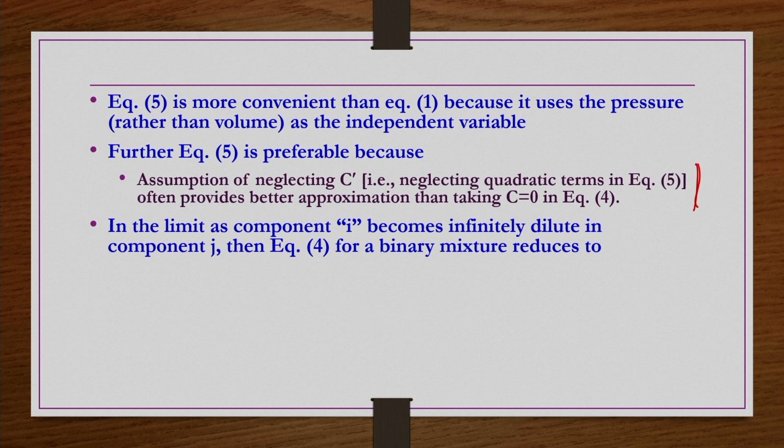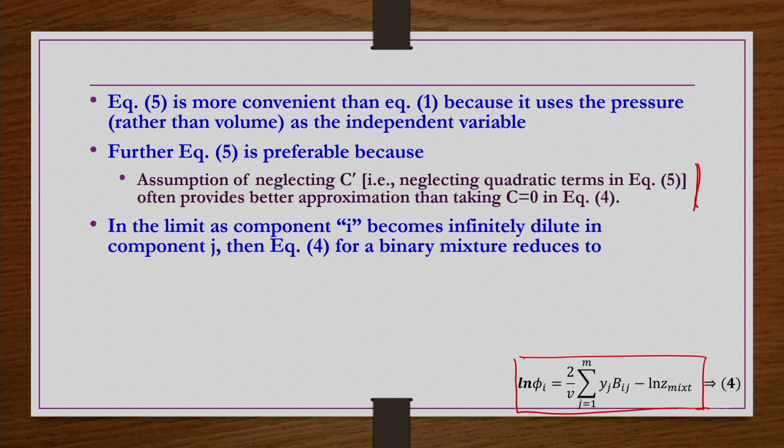So, that is also the reason the equation number 5 that we just derived is better to use, as the reliability is better. Further, in the limit as component i becomes infinitely dilute in component j, what will happen to equation number 4, that we will see now, right. Equation number 4 is for the binary system.